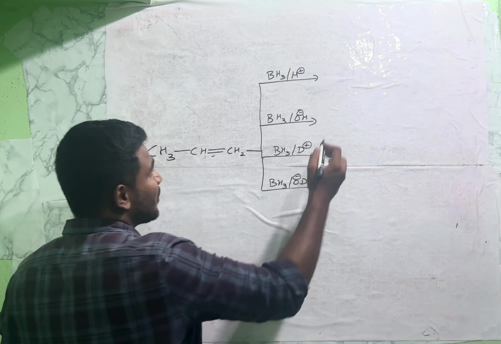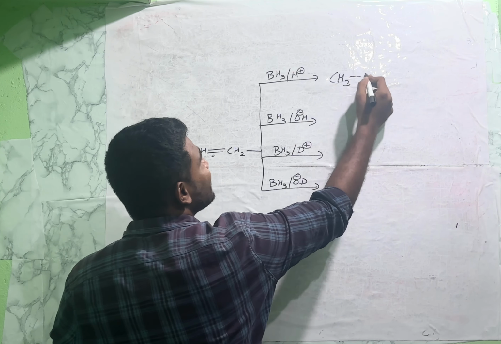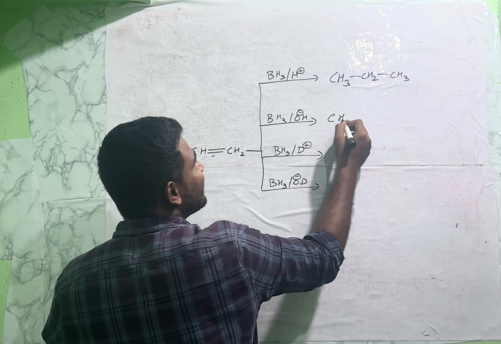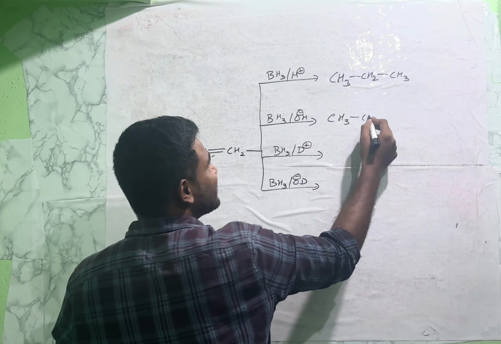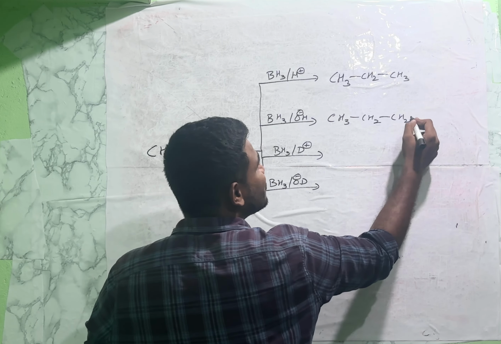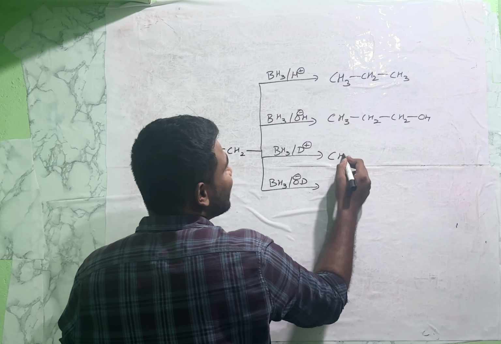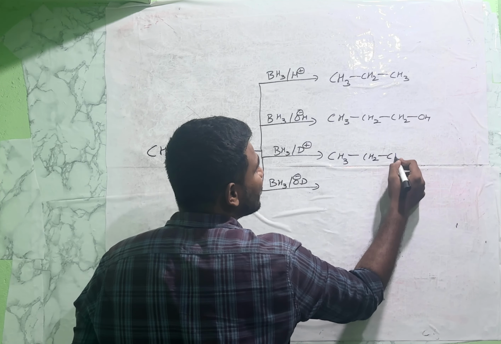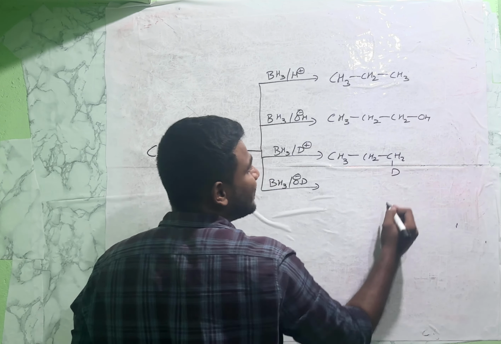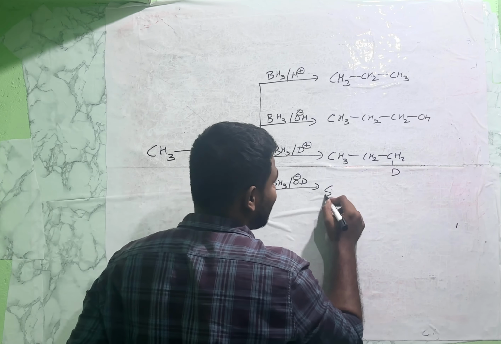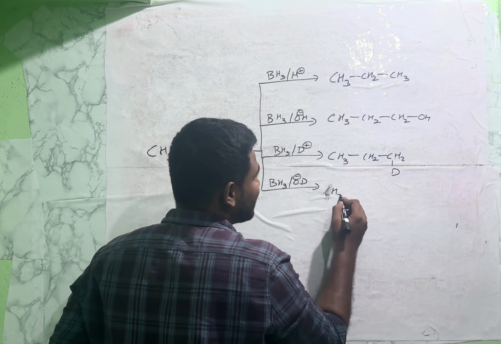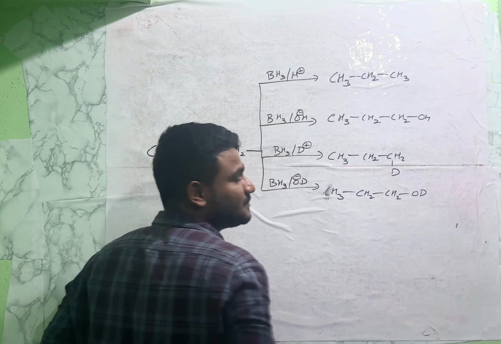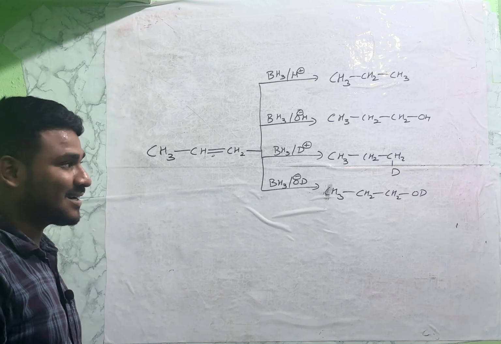Okay, let's see. I am going to write the product. What happens here? CH3, CH2, CH3. In the next step OH minus, right? CH3, CH2, CH2, OH. Here BH3 in the presence of D plus, CH3, CH2, CH2, D. This is syn addition, don't forget. Here OD minus, CH3, CH2, CH2, OD. You understand, right? Very good.